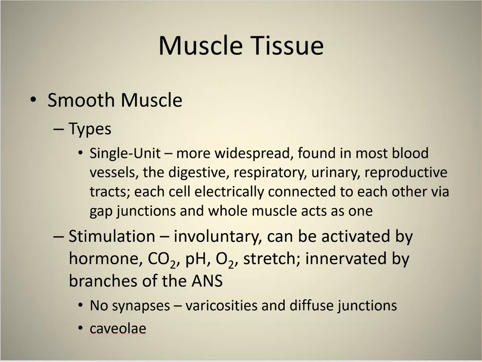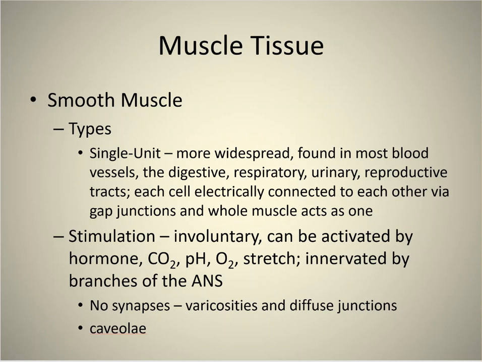Okay, slide 50, getting back to the different types of smooth muscle. Single unit is much more widespread, found in most blood vessels and the digestive, respiratory, urinary, and reproductive tracts. Each cell is electrically connected to each other via gap junctions, and the whole muscle acts as one. So in this way, it's similar to cardiac muscle. And smooth muscle is completely involuntary.